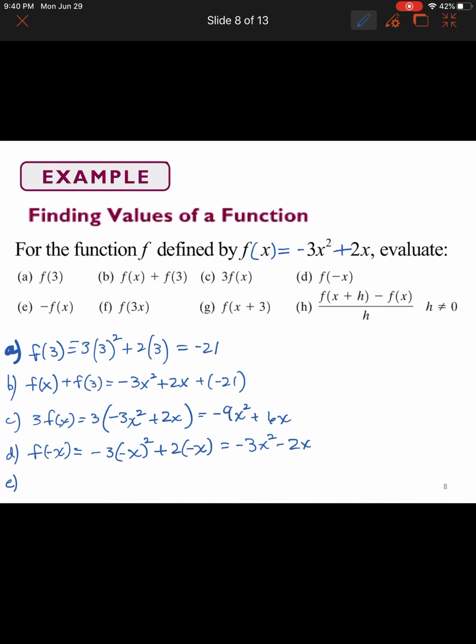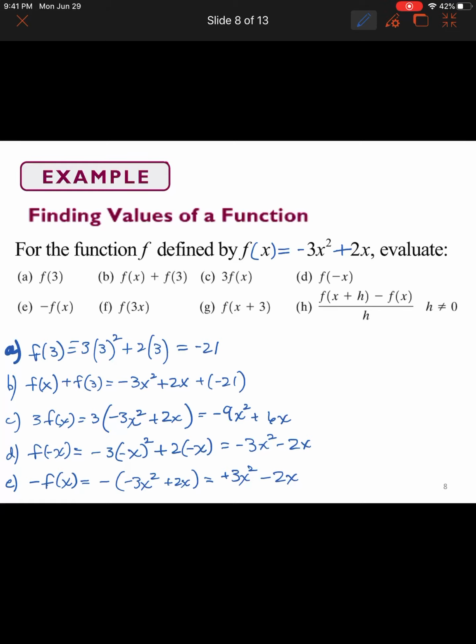Part E, negative f of x. All right. Now you want to go ahead and negate the entire original function. Negating the entire original function, you have negative 3x squared. Negated would be positive 3x squared. Positive 2x negated would be negative 2x. All right, we're fast forwarding through this.